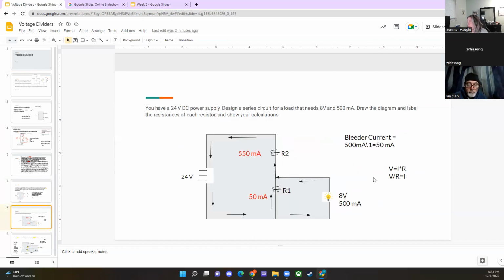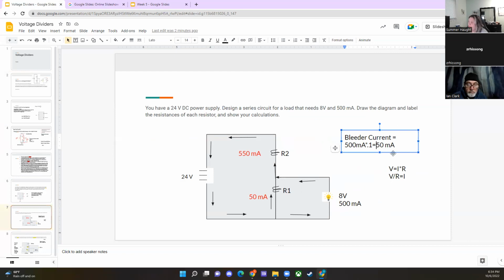So the first step, just like we did last time, we can calculate that bleeder current by taking the load current times 0.1, which is 10%, which means we had 50 going into R1. With that, we can calculate what R2 is, right? Because if we have 50 here and 500 hitting this load here, when those two pieces meet back up at that junction, they add together, right? So 500 plus 50 is 550. And that is as simple as how you solve this one.